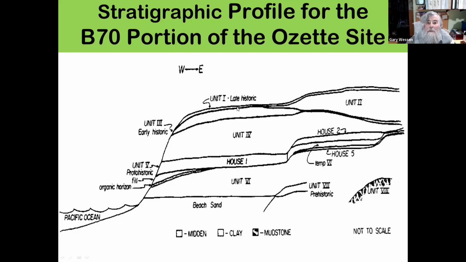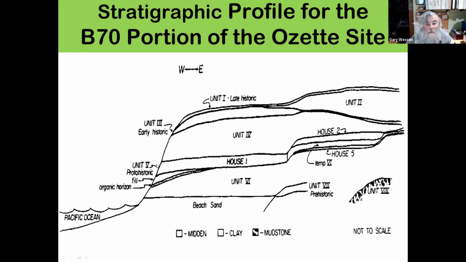Unit 1 is late historic. It's probably the late 1880s, 1890s, or late 20th century, the last bit of occupation there. Unit 3 had an early historic house in it, but we don't know that much about it because in 1970, when they didn't know how long they'd be there or what they were looking at, this house was blown away with fire hoses to get down to this house, House 1.